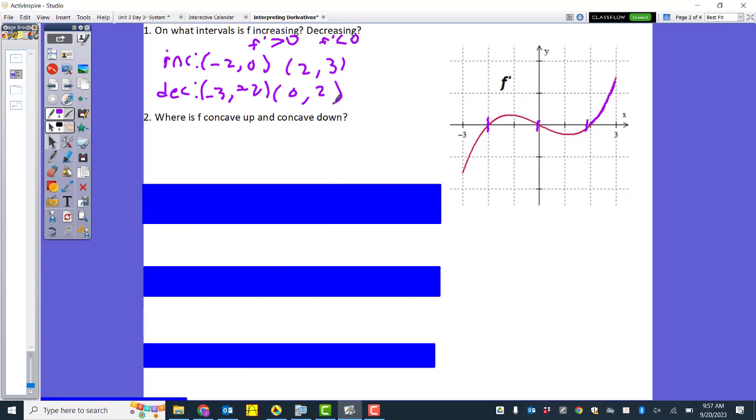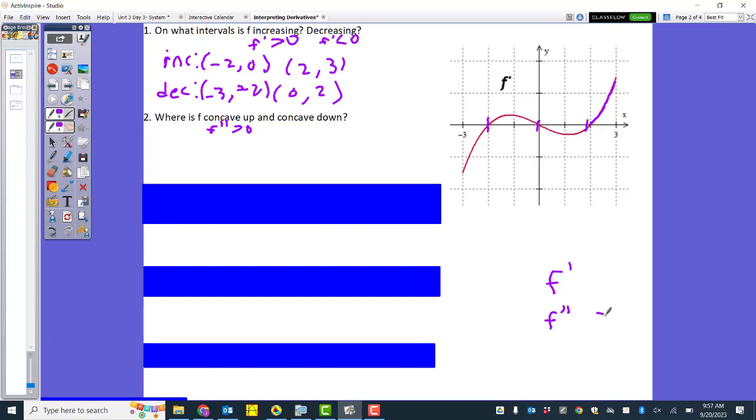All right, where is f concave up and concave down? Well, f is concave up and concave down when f double prime is positive or negative, but we don't have f double prime. We have f prime. So we need to figure out what's happening with f prime. Well, f prime and f double prime are related by the derivative. F double prime is the derivative of f prime.